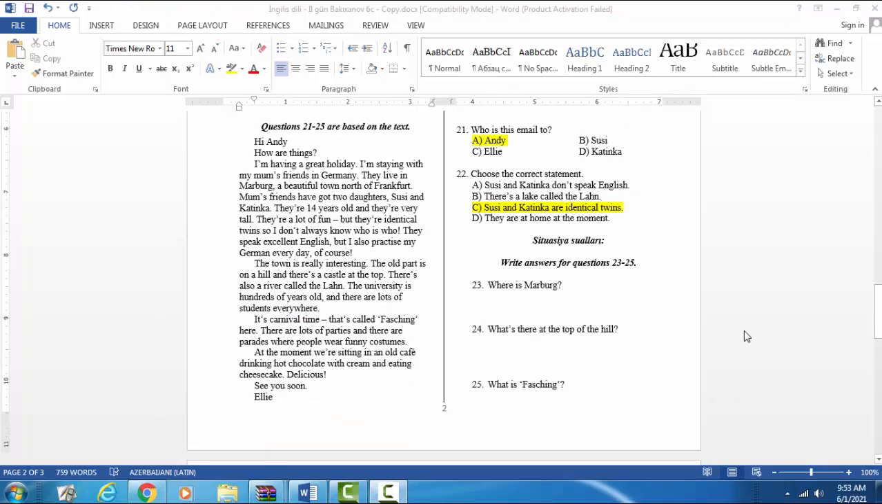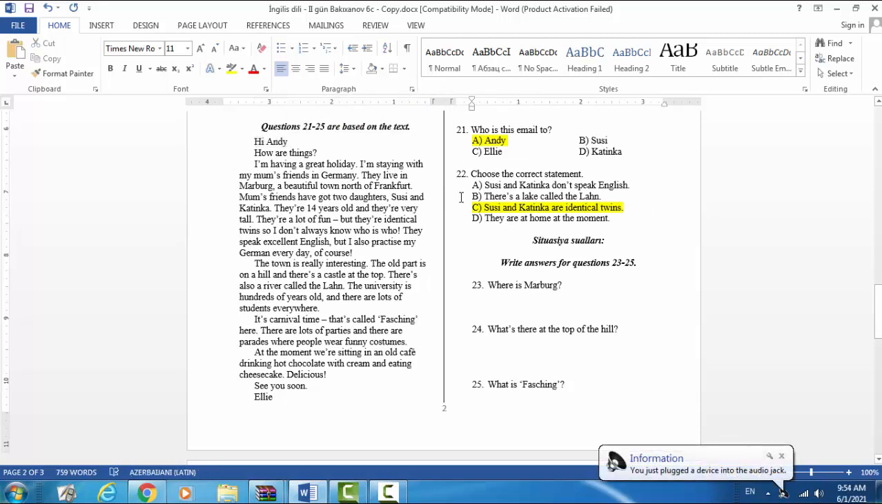Questions 21 and 25 are based on the text. You have to read the text very carefully. Question 21. Who is this email to? As you see at the beginning of the text, we are given the name of the person. Hi, Andy. So, the email is to Andy. Question 22. Susie and Katinka don't speak English. We are given about their excellent English in the text.